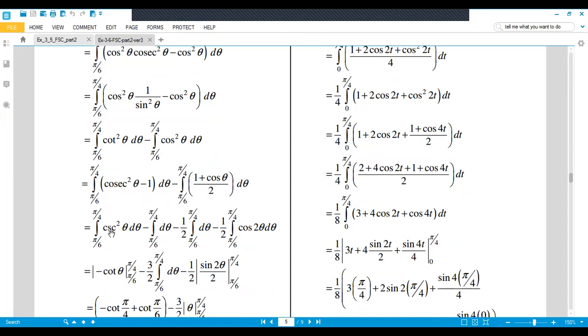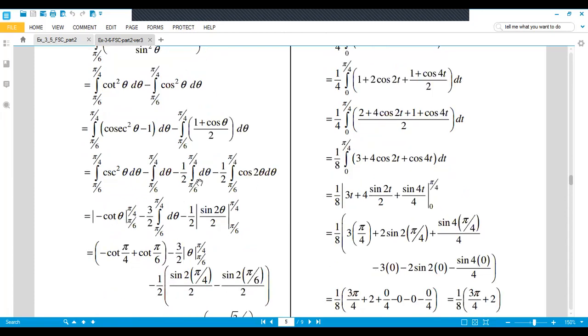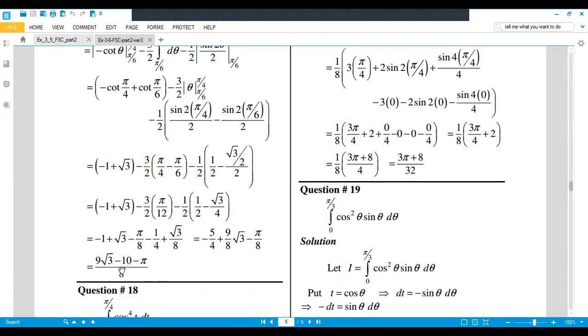So we get from cosecant square theta, minus cotangent theta, and 1 integral is theta, and here 1 integral is 1 over 2 and minus 1 we add, that is 3 over 2, we combine both. And here cos 2 theta is sine 2 theta, and further derivative of 2 theta is 2, which comes in the denominator. So now we put the upper limit and lower limit, and we get the required answer, this.